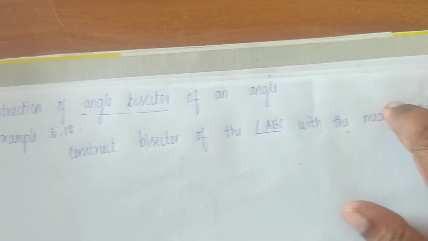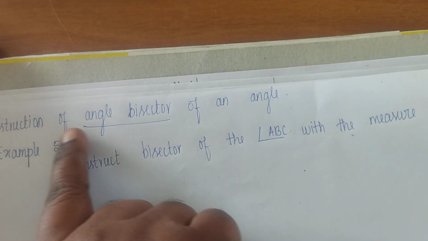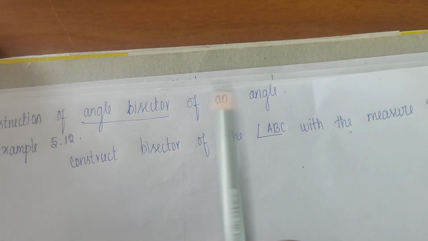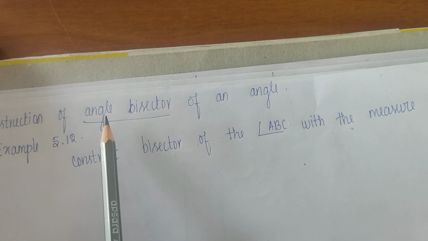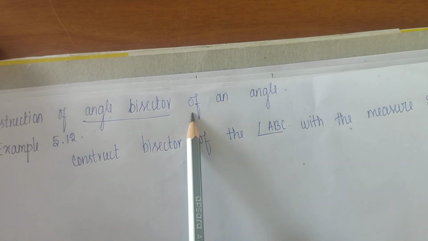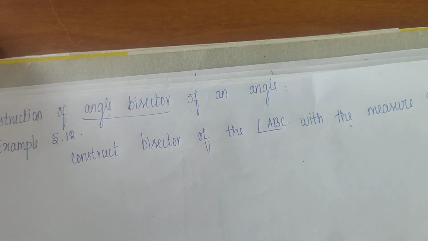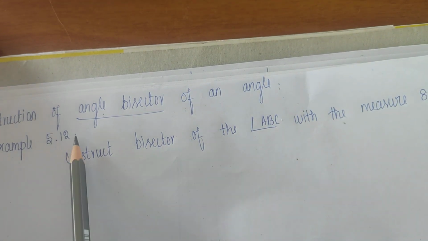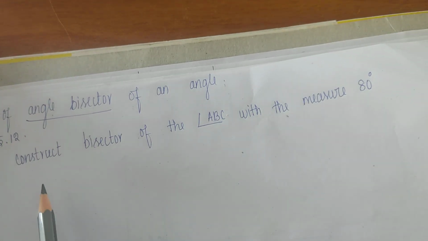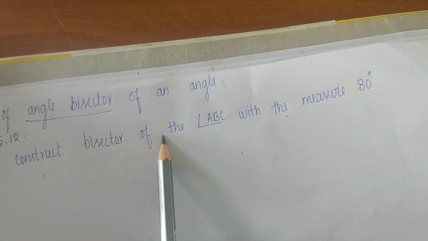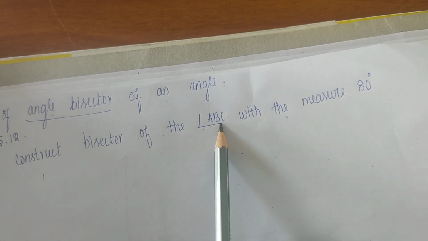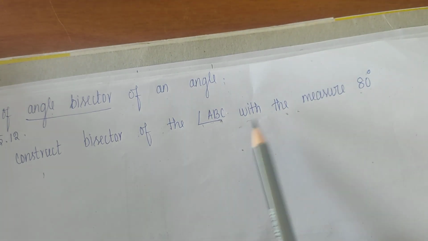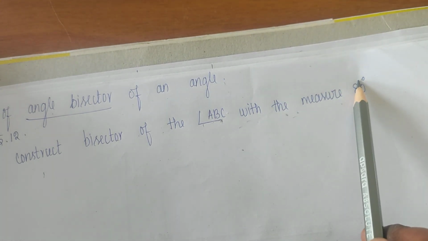Next topic, construction of angle bisector of an angle. Okay students, for example 5.12, what is given? Construct the bisector of the angle ABC with the measure 80 degree.